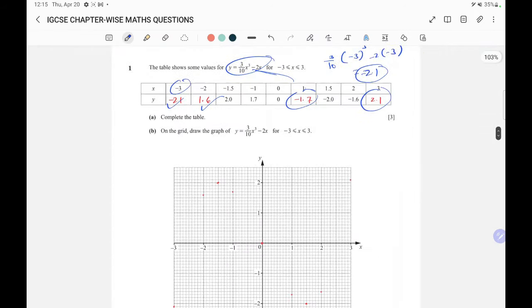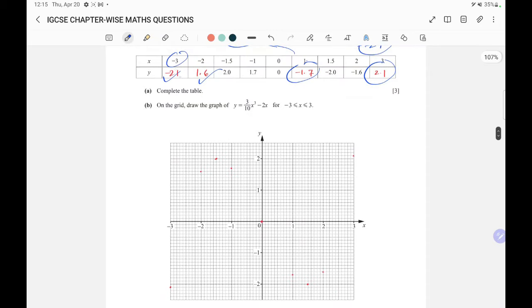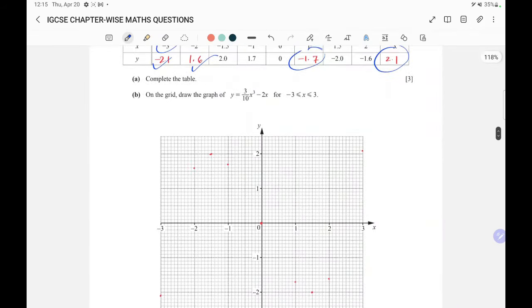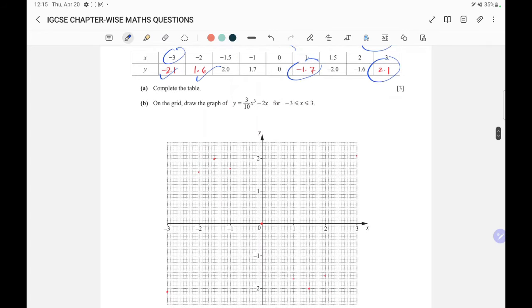Now you have to plot all these. Okay, you have to plot when x is -3, then y is -2.1, which you can check here. When x is -2, then you can check here. Like here, this is 1 point here, 1 point here. When x is -1.5, then the point is here. When x is -1, the point is here.